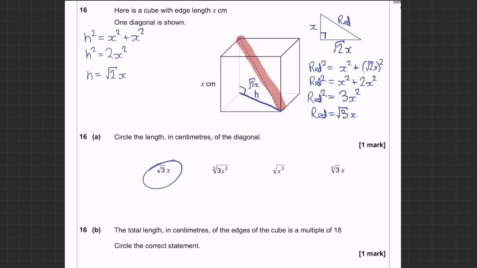Quite a mean one for 1 mark. If you know the answer off the top of your head, that's really nice. If not, I've shown you the algebraic way of why that is.